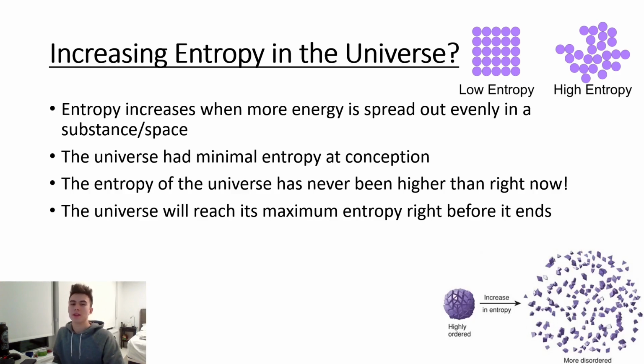And then the universe will reach its maximum entropy right before it ends, because there'll be even more time for all the energy to spread around evenly. And then another thing you can consider is that stars like our sun are going to explode, and all the energy from the sun and all the other stars will start dissipating into the universe, so that eventually almost every single point in the universe will be at about the same temperature.